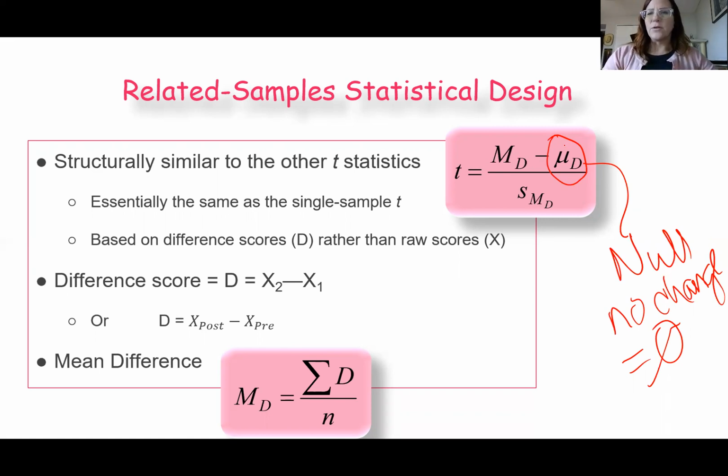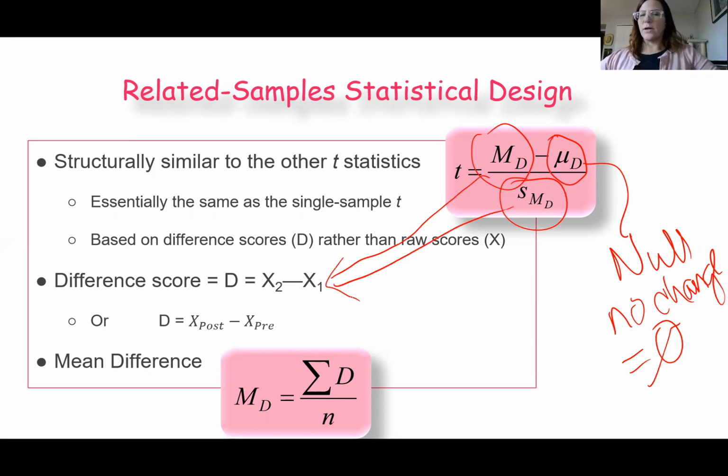And if you'll notice, we have M sub D and then s sub MD. Basically, to get these, we're going to have to start right here and get the difference scores. So we're going to have to subtract every one of our pre-test scores from the post-test scores and get the differences. Once we get the differences, we can calculate our mean of the differences.